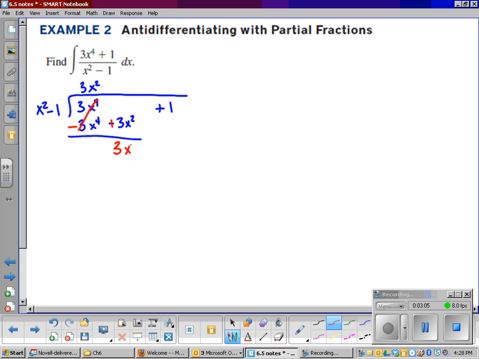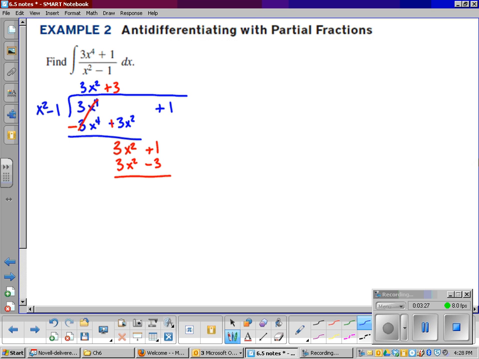So now we have 3x squared plus 1. Do the same thing again. What do I multiply by x squared to get 3x squared? So I need a plus 3. And a positive 3 times x squared is 3x squared. And a positive 3 times a negative 1 is a minus 3.